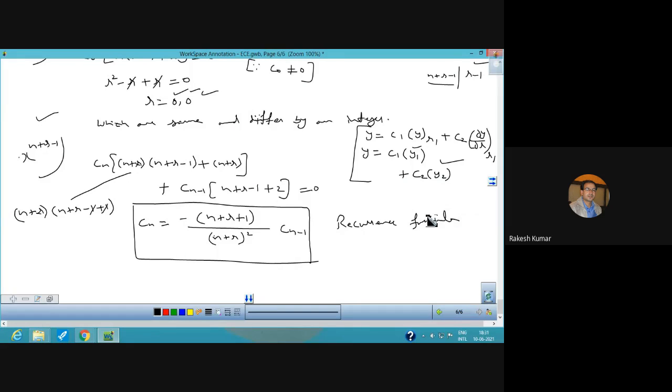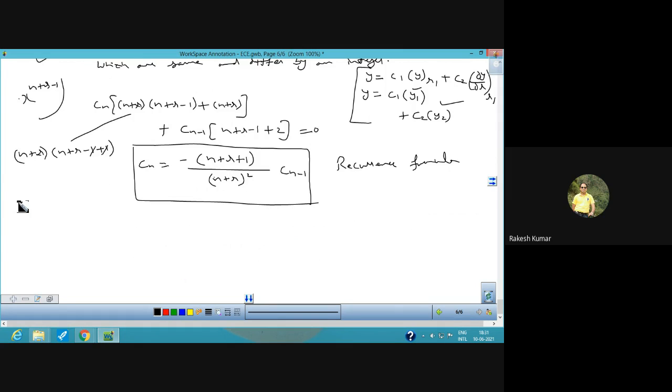Now what is a recurrence formula? Recurrence formula is the relationship of the nth coefficient with its previous one. So it is helpful for finding out the constants. So let's see, put n is equal to 1, you can find out C1, and your C1 is minus of 2 plus r divided by r plus 1 whole square into C naught.